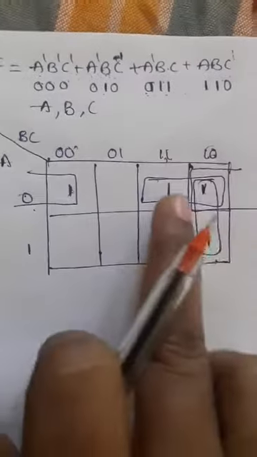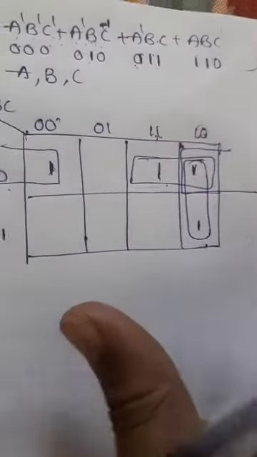So here, is any quad possible? Is any octet possible? First check it. Octet is nothing but 8 cells we need to combine. Here there are no 8 ones, right? So that means octet is not possible.